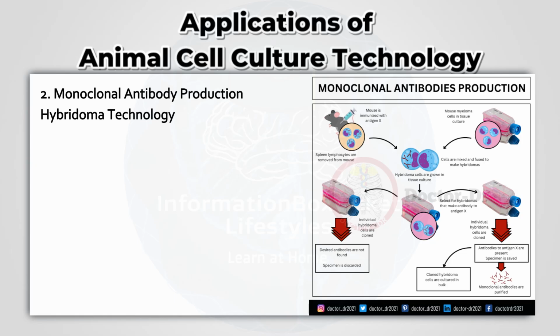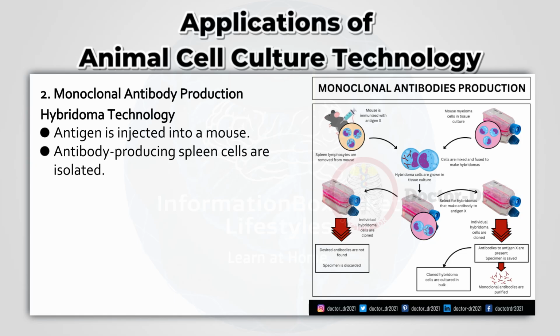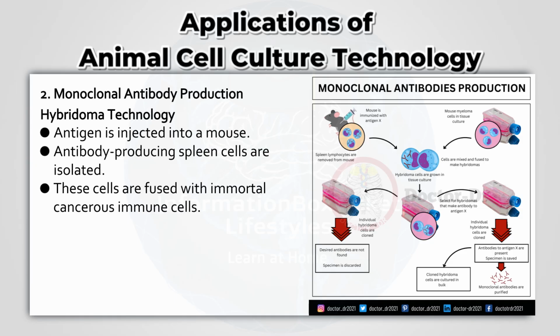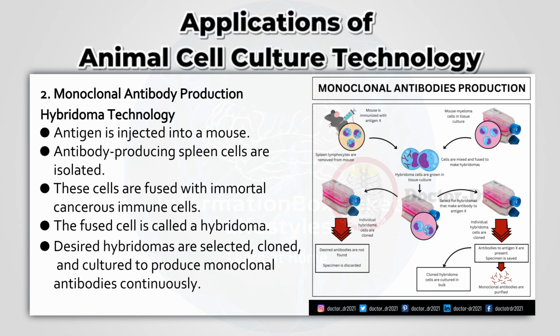Hybridoma technology. Antigen is injected into a mouse. Antibody-producing spleen cells are isolated. These cells are fused with immortal cancerous immune cells. The fused cell is called a hybridoma. Desired hybridomas are selected, cloned, and cultured to produce monoclonal antibodies continuously.